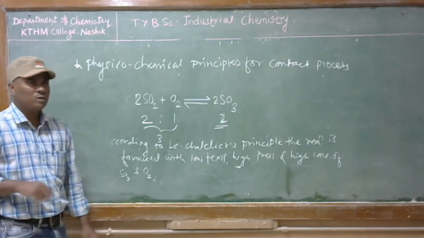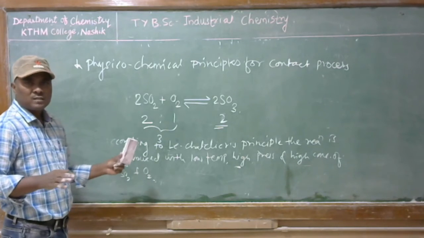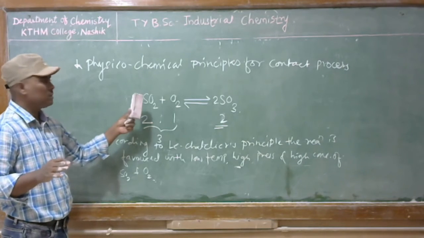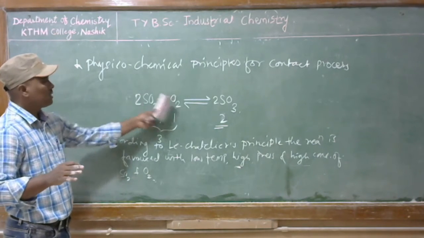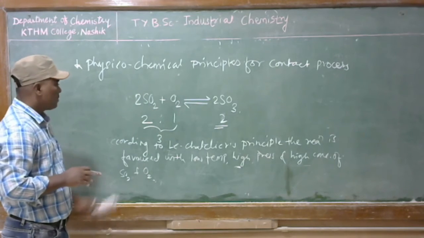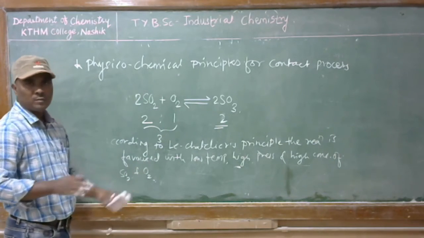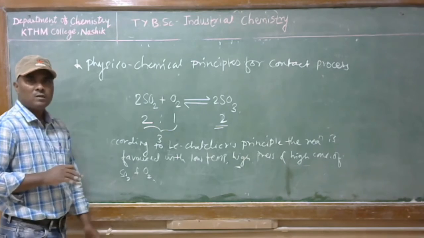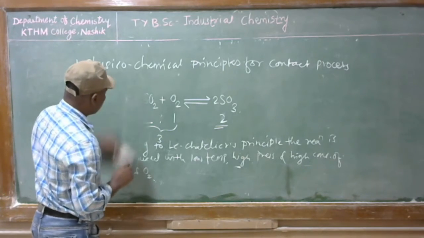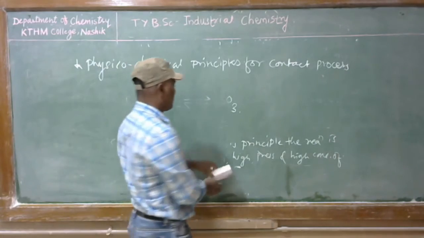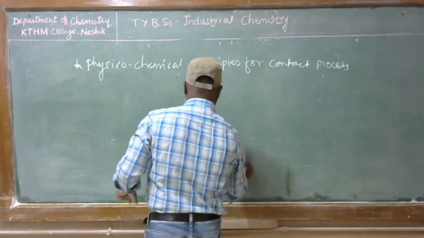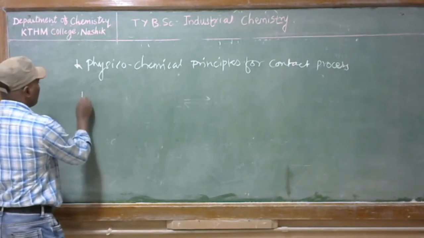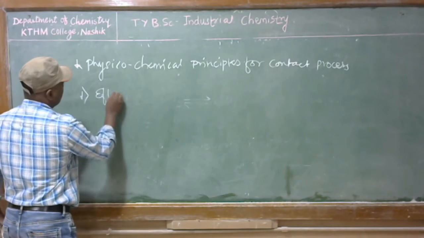I hope students you got the point. We are discussing this reaction because this is the main reaction in the contact process where conversion of SO2 to SO3 takes place. According to Le Chatelier's principle, the reaction is favored with low temperature, high pressure and high concentration of sulfur dioxide and oxygen. We are going to discuss the effect of temperature, effect of catalyst and effect of pressure. First we will discuss the effect of temperature.